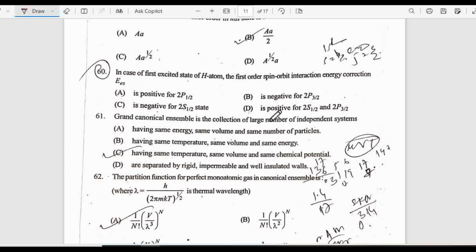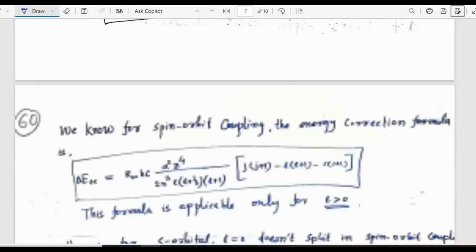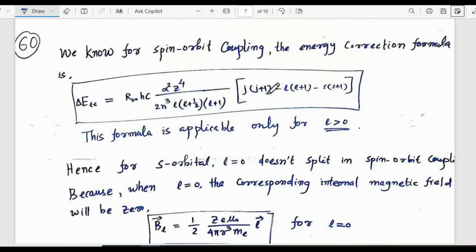So if you see the solution, the spin orbit coupling energy correction is this formula. But remember that this formula is only applicable for L greater than 0.